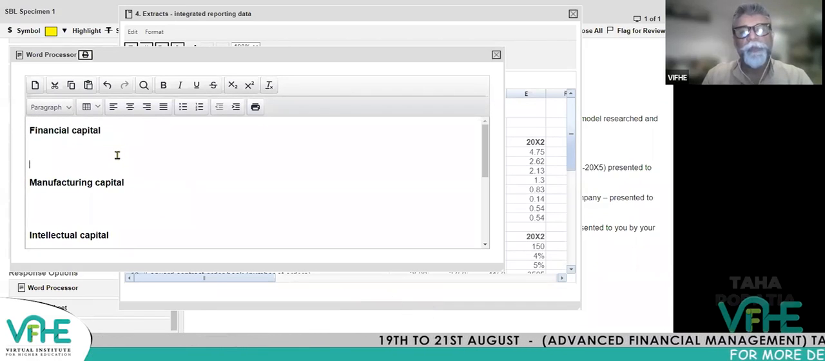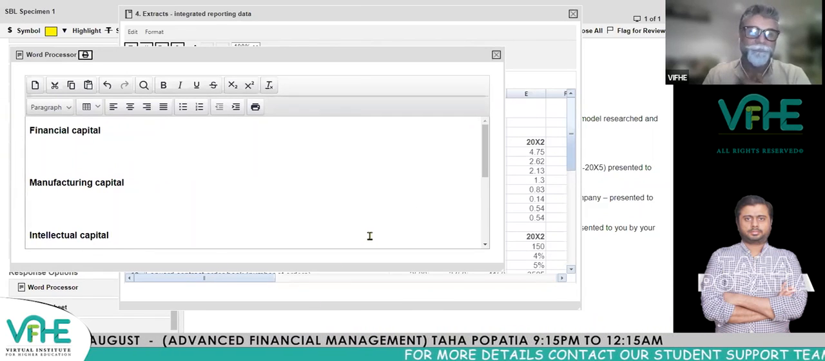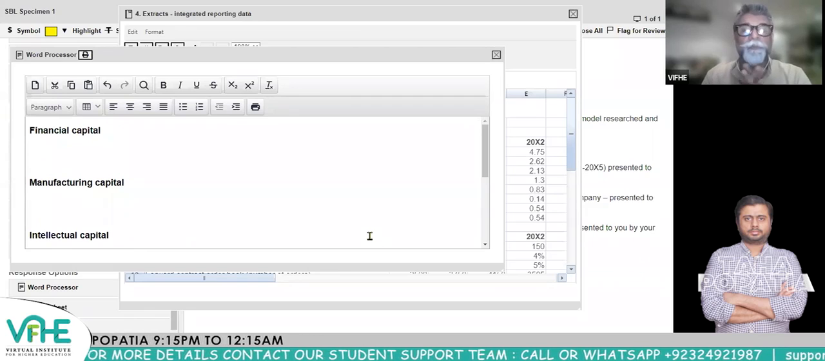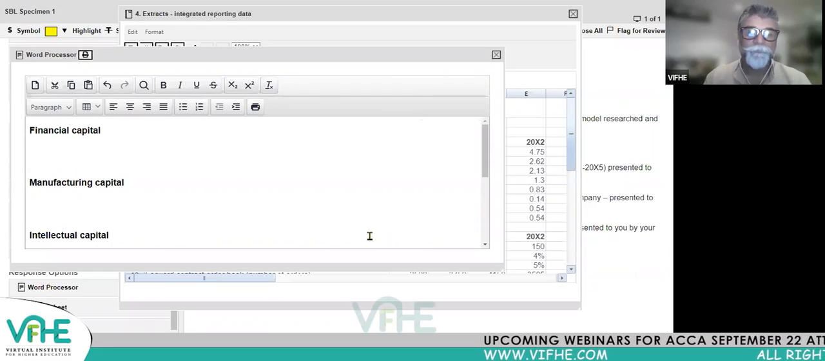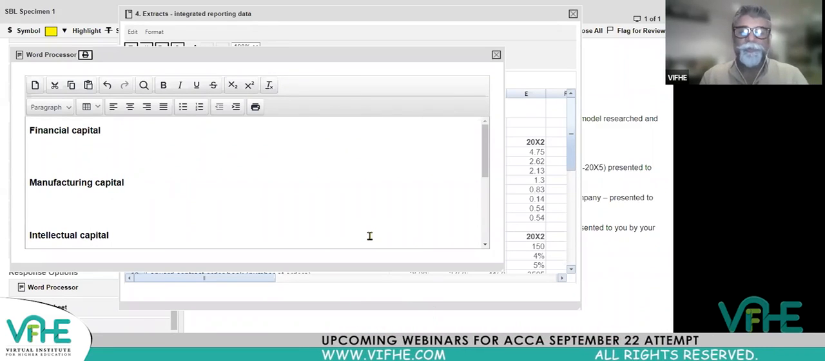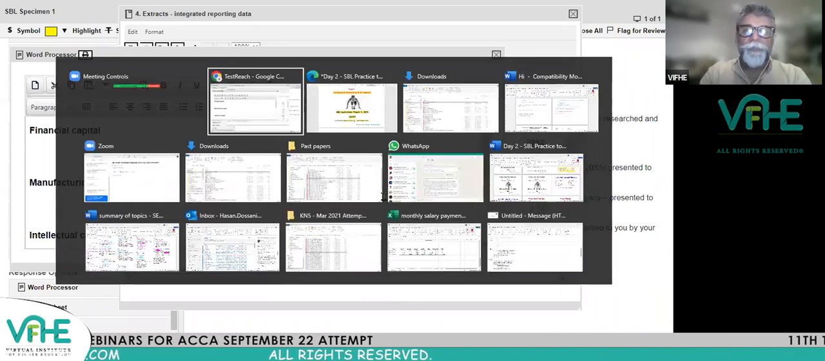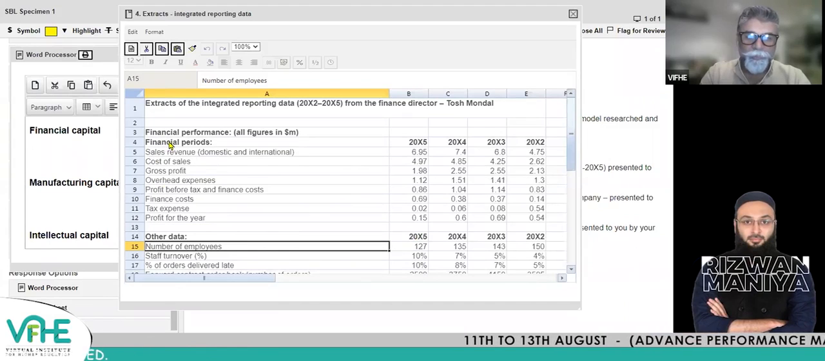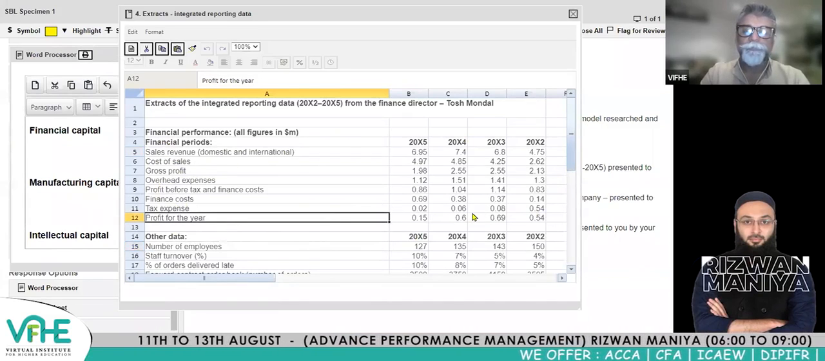Done. So, can anybody tell me under financial capital, what are we supposed to do? We look at revenue, financial performance. Very good, Noha. So we look at the balance sheet and the P&L. Financial ratios, the usual financial ratios, the balance sheet, the P&L. All right, so we have been given this data. This is the financial performance. Which one would you like to talk about?